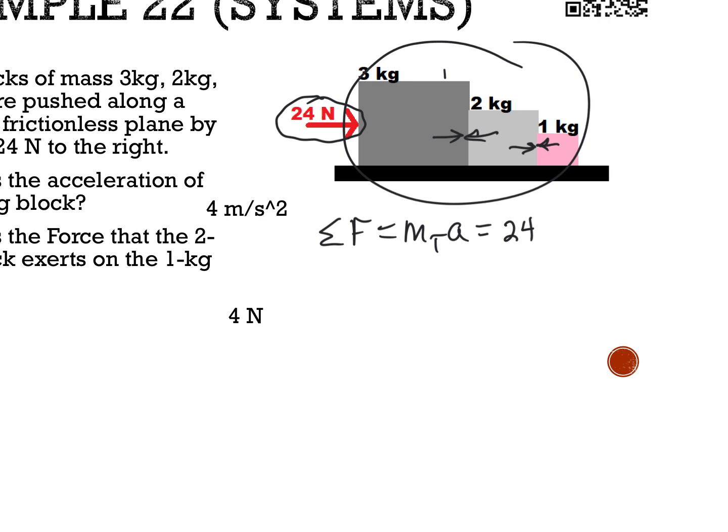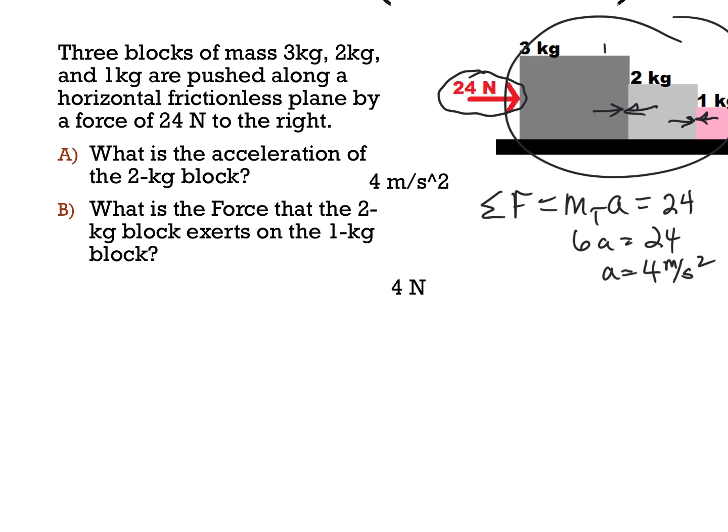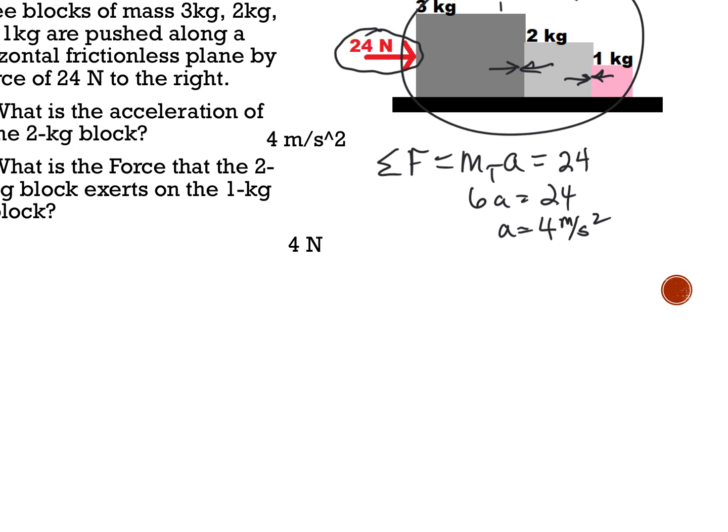So the total mass is 3, 2, 1. You've got 6A equals 24. Well, A is then equal to 4 meters per second squared. Super easy. Now, you don't have to worry about all those action-reaction pairs. Now, the force that the 2 kilogram block exerts on the 1 kilogram block, now we've got to look at all of these forces. So now we've got to actually do free body diagrams.